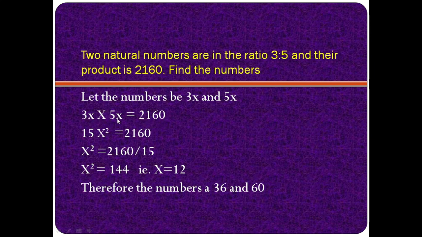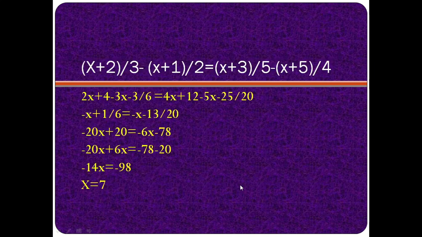So 3x into 5x is equal to 2160. When you multiply, 15x square is equal to 2160. Therefore, x square is equal to 2160 divided by 15. So x square is equal to 144. So the square root of 144 is equal to 12. So what are the numbers? 12 into 3, 36. 12 into 5, 60. So the numbers are 36 and 60. This question looks complex, even though we will have to solve it.